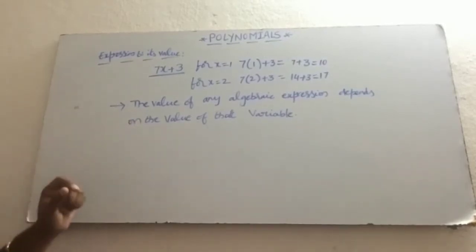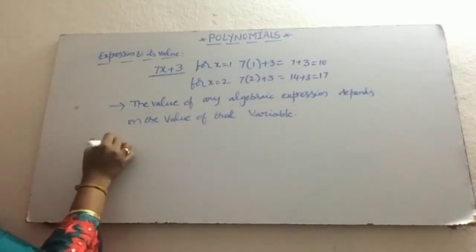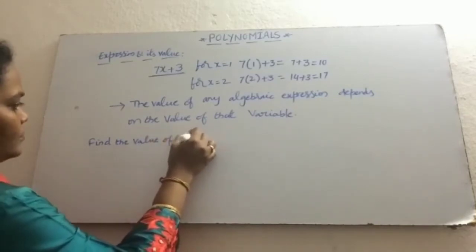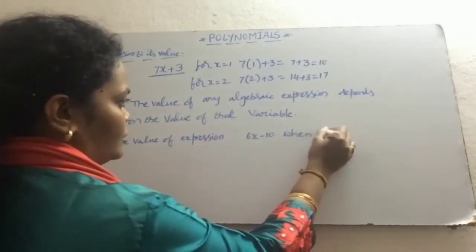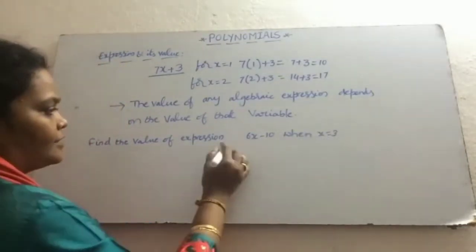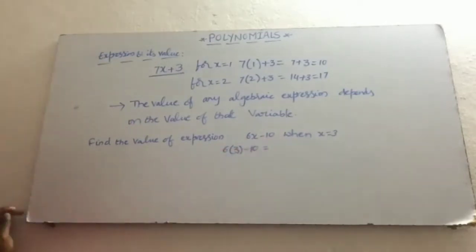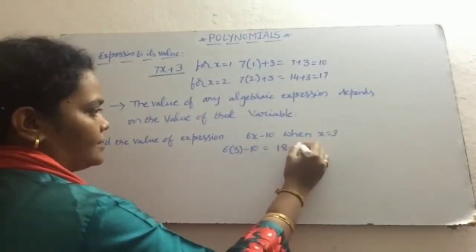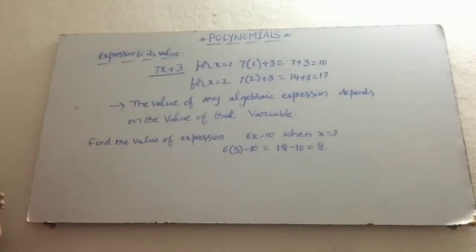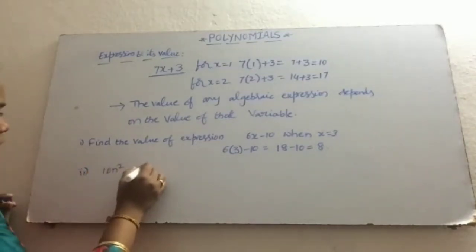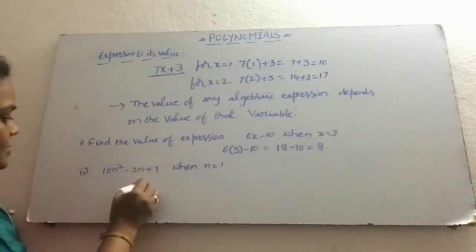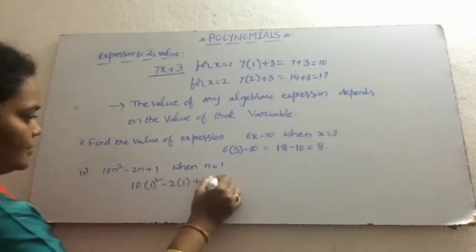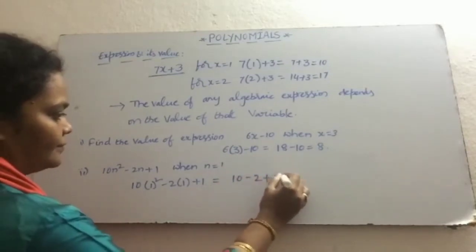So, I will take some more examples. Find the value of expression (6x minus 10) when x equal to 3. Now, we will observe 6 into 3 minus 10. What is the value of this expression? 18 minus 10, that equal to 8. And one more example. 10n square minus 2n plus 1 when n equal to 1. Then substitute n in this equation. 10 into 1 whole square minus 2 into 1 plus 1, that equal to 10 minus 2 plus 1, that equal to 9.